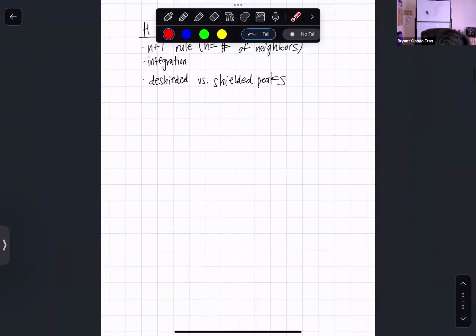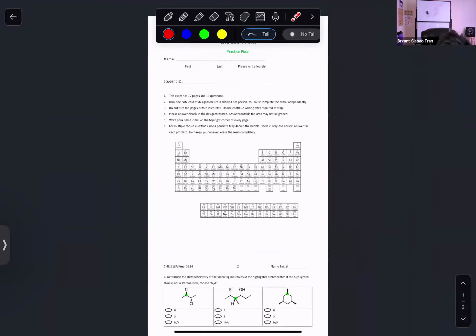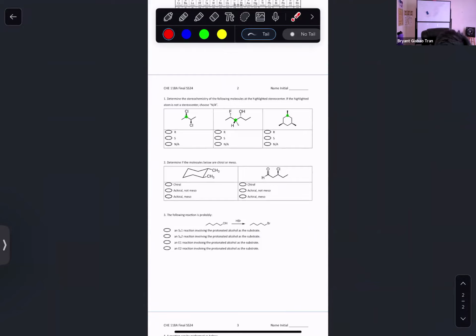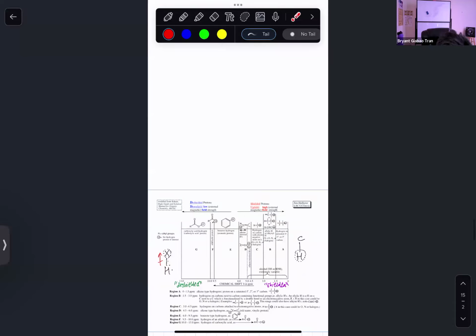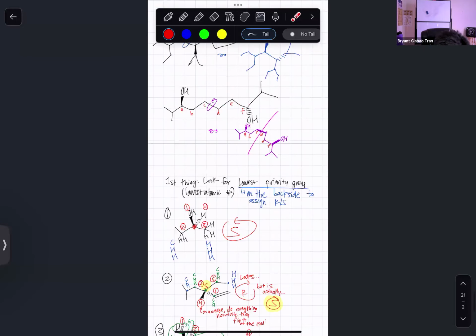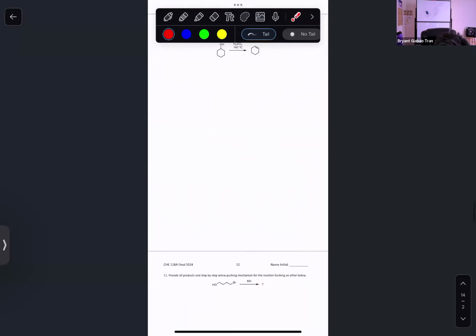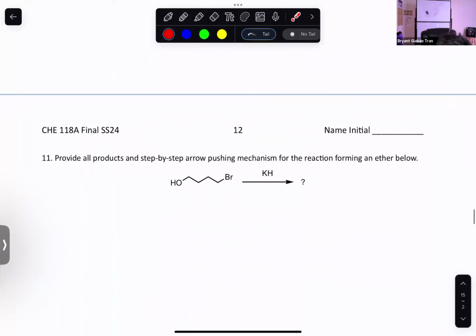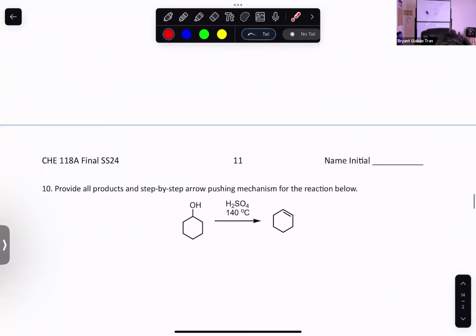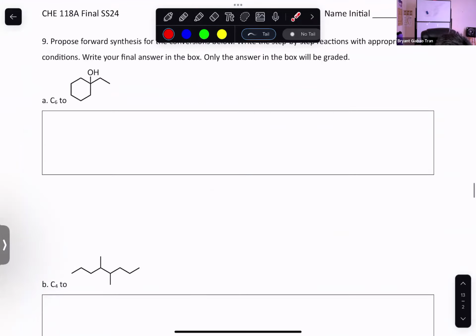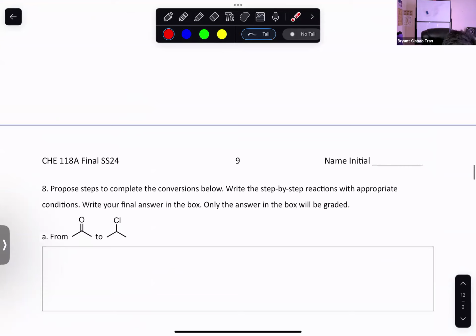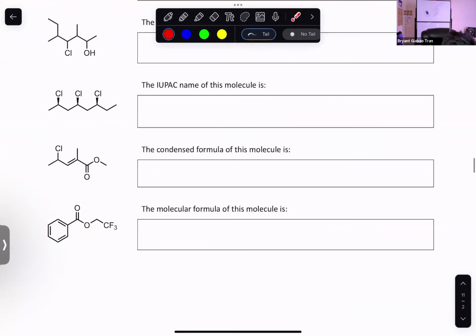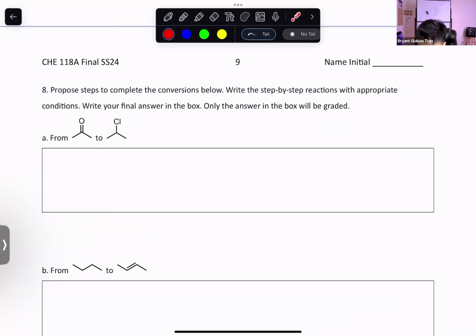Okay, what column is it on the final? Let's see. No, no, this one here. Oh, this is mechanism, not synthesis. This is mechanism. Oh, synthesis. Okay. Oh, synthesis right here as well. Okay. Okay, so let's do some synthesis here.